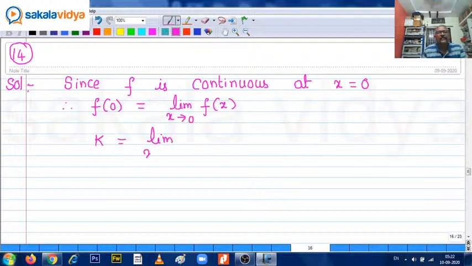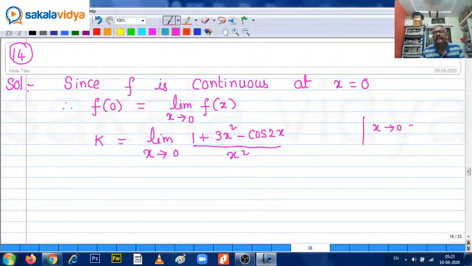the limit as x tends to 0 of (1 plus 3x squared minus cos 2x) upon x squared. Because x tends to 0 means x does not equal 0 only. That's why we need to consider it like this, as per the definition of the problem itself. Now split the terms. So this can be written like this: limit x tends to 0.